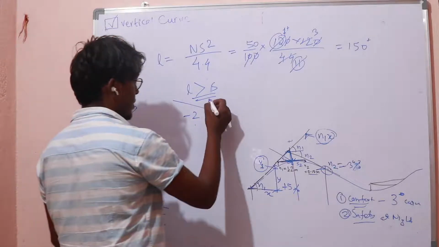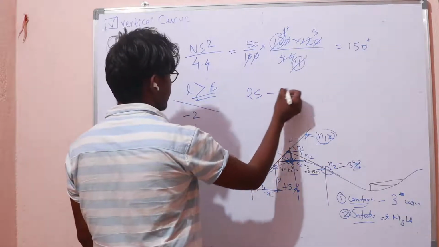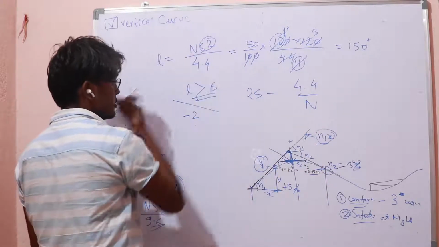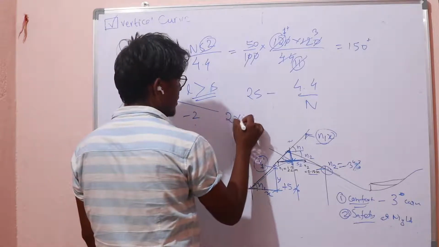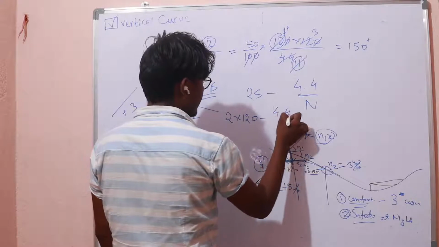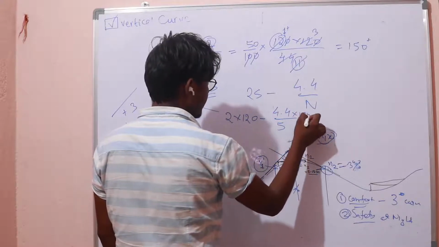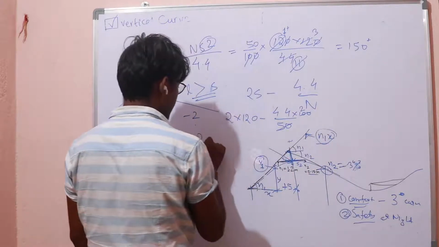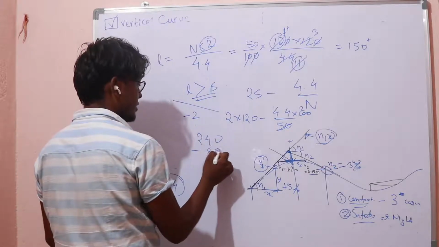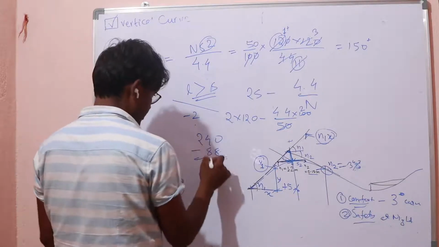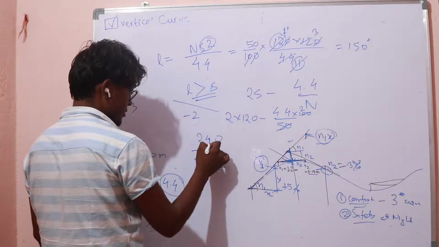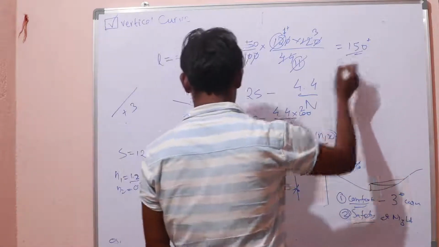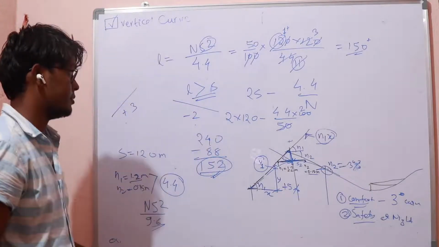So we will have to apply the formula 2S minus 4.4 over n. This is the reciprocal here. So 2 into 120 minus 4.4 over n, where n is 5%, 5 over 100. So 240 minus 88 is 152. That was 150 plus something. So this is the answer: L equals 154 meter.